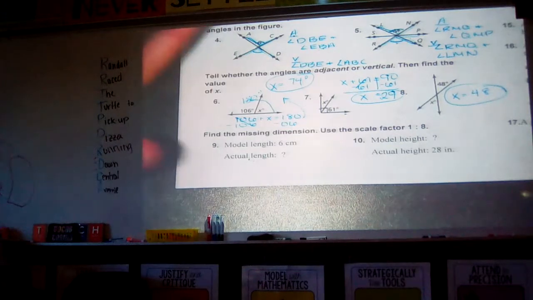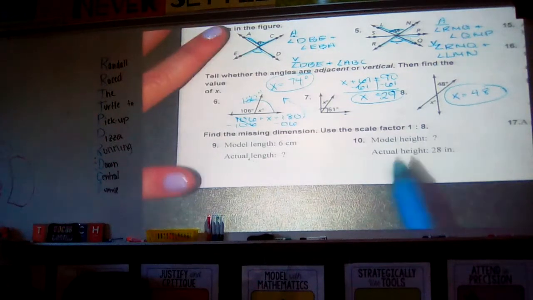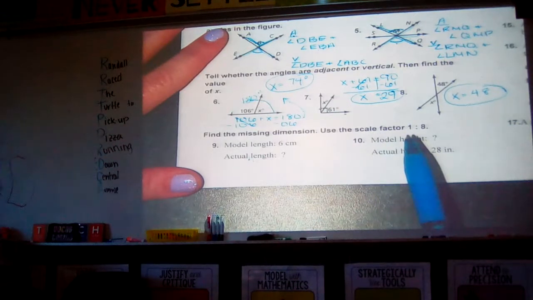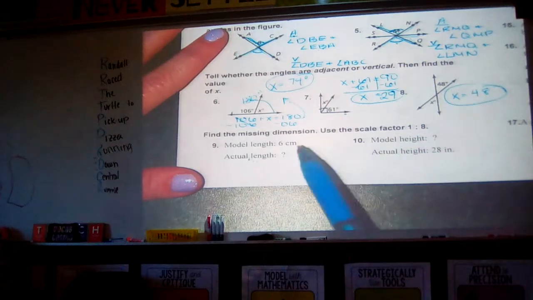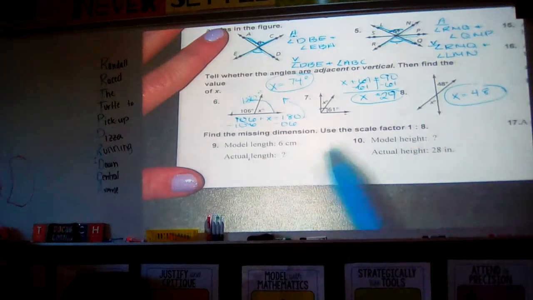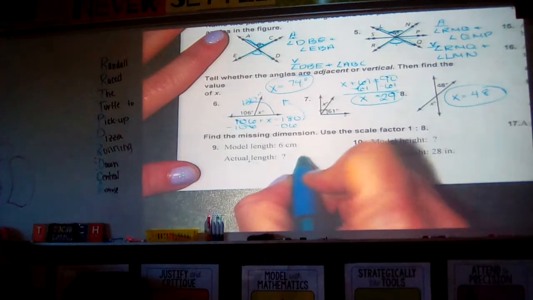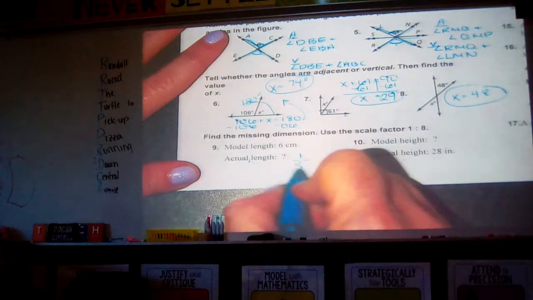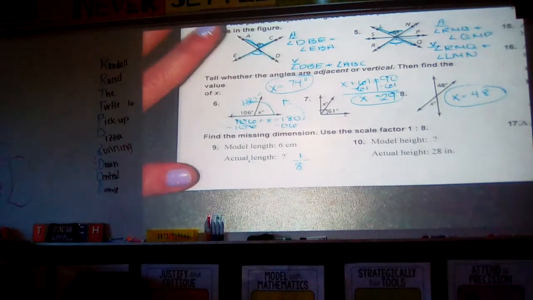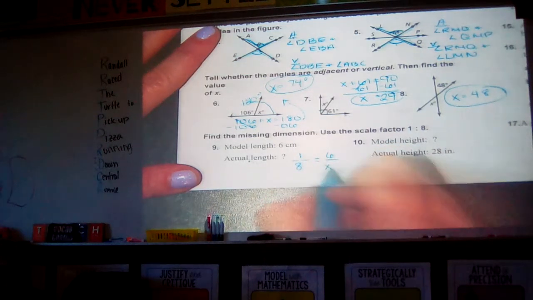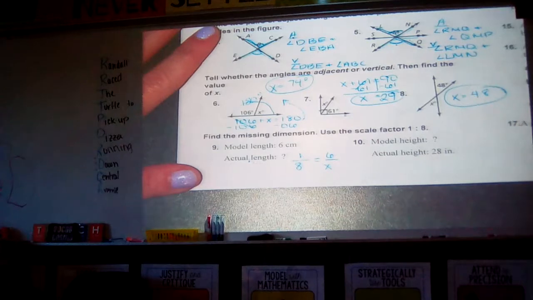Just a quick reminder, we're going to set up a proportion, and in our proportion, the first ratio will have the comparison of using our scale factor. The second ratio will be using the information that they gave us and the unknown information. So, to start with, we're going to start with our scale, which is 1 to 8, and our model, and we don't know the actual length, okay?